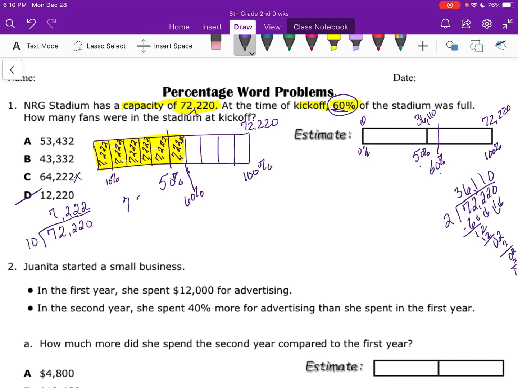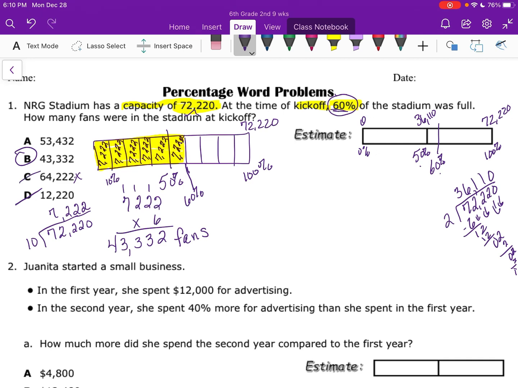So 7,222 times 6. 12, 13, 42, 43. So 43,332 fans. So our answer is B. So we were right about C being way too big, right?